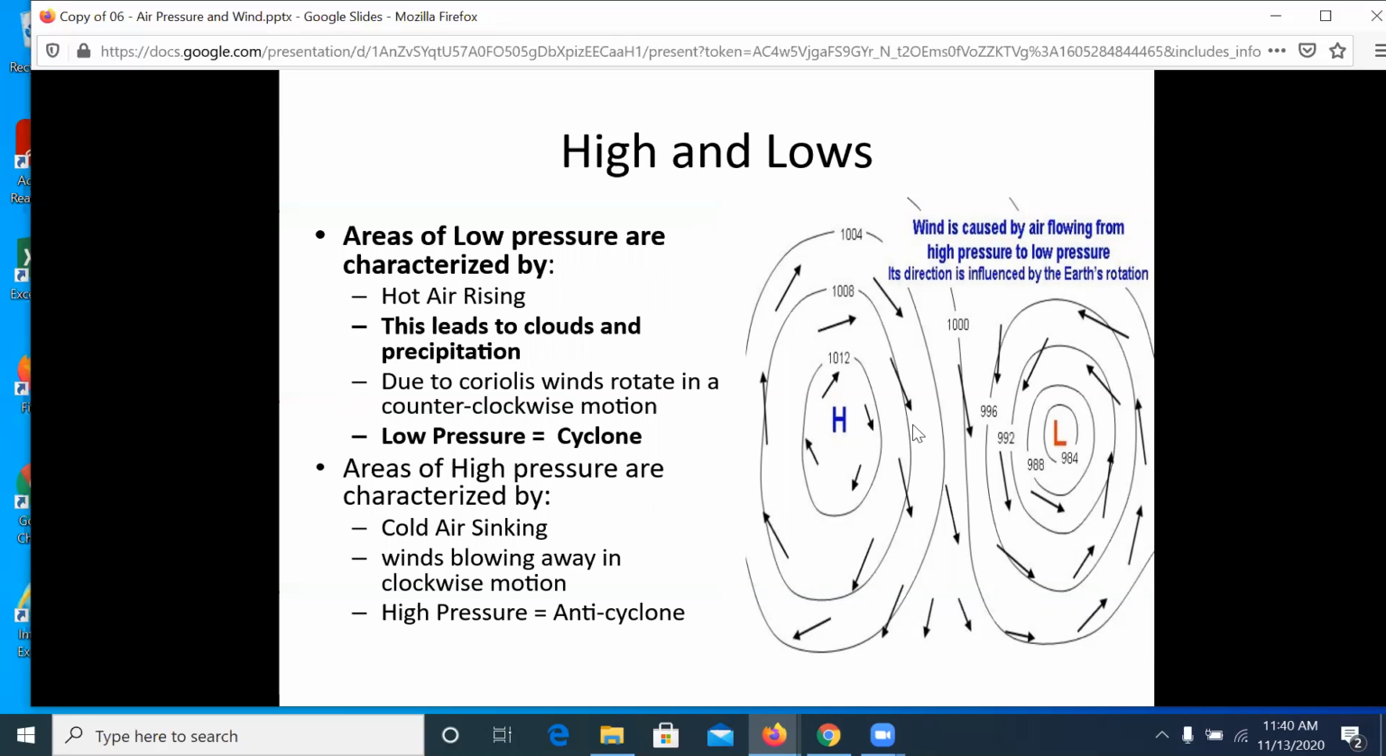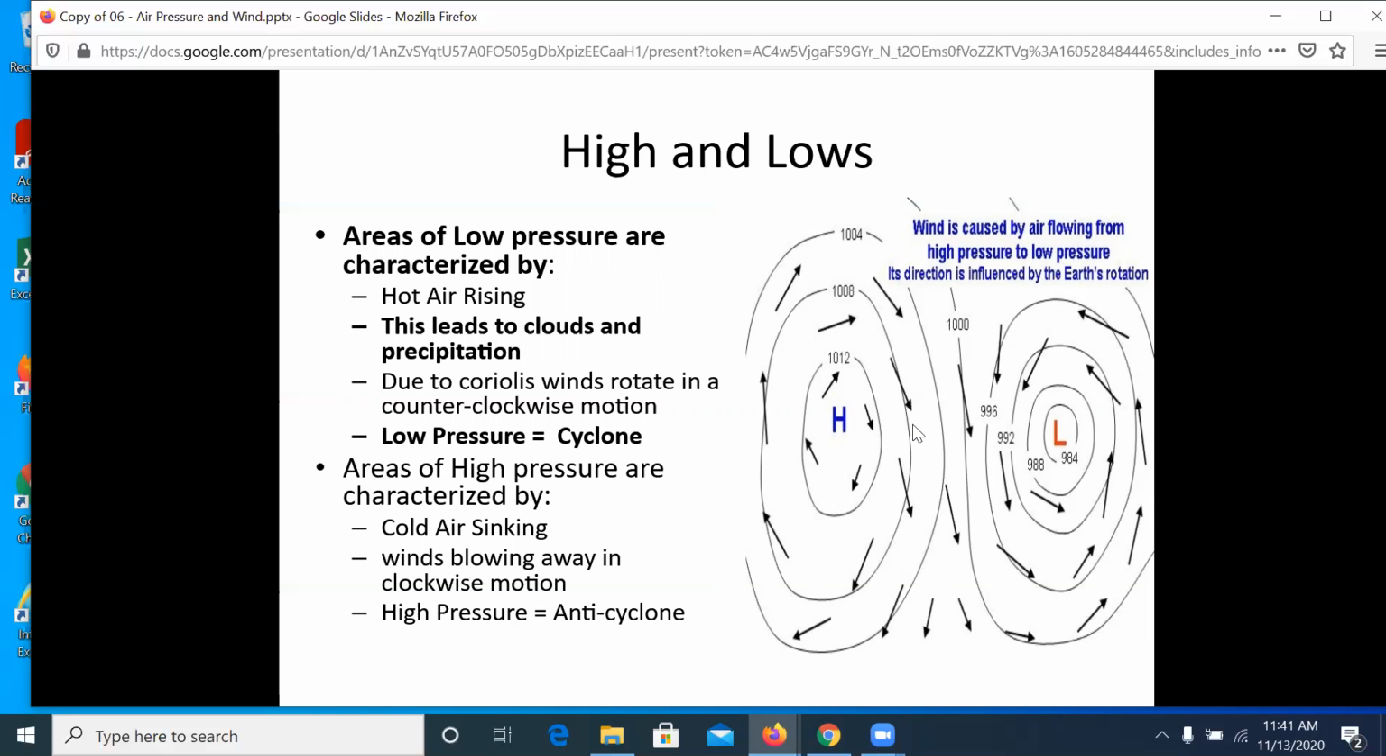And you're going to watch a video on this and create a Venn diagram, so you will get to know this very well. But we have areas of high pressure and areas of low pressure, and they are distinguishable with some characteristics and weather events that we're going to talk about. But areas of low pressure are categorized by hot air rising. So remember, because things warm up, they're less dense, meaning that they rise in the water and in the air. So that hot air rises. This leads to clouds and precipitation.